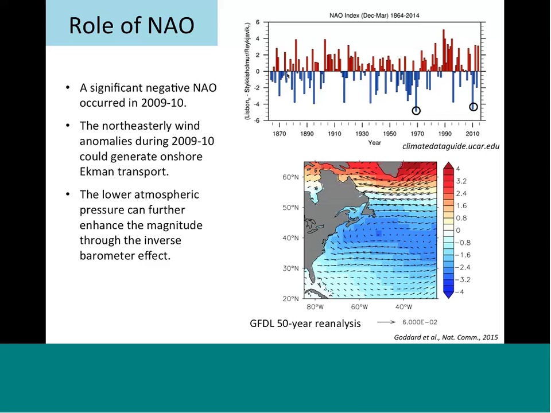Additionally, there's an inverse barometer effect: when you have a low pressure from the atmosphere sitting over the ocean, you will let the ocean rise. It happens all the time in hurricanes, for example. It's a big effect of hurricanes on sea level.